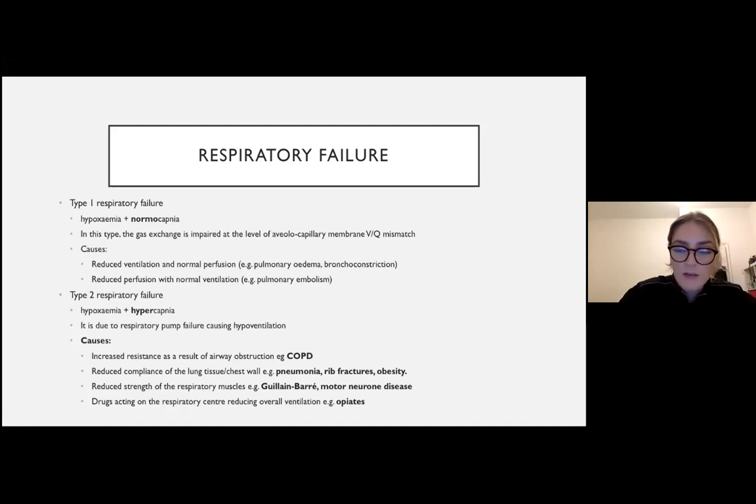Not so much in terms of the pathophysiology, but just being able to spot a type 1 or type 2 respiratory failure on an ABG is a really important thing and it's not something that's difficult, it's just something you need to learn. Type 1, low O2, normal CO2. Type 2, low O2, high CO2.